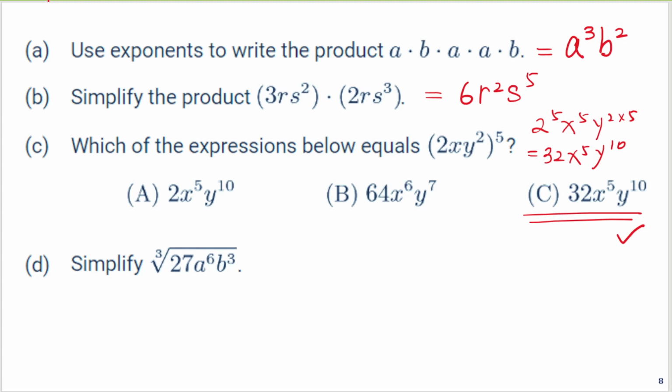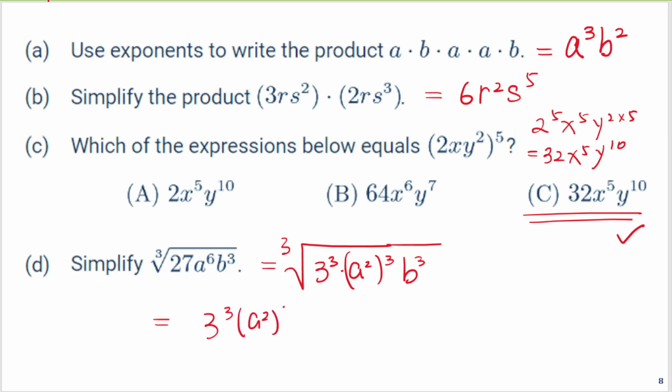Okay, last one. We have a cubic root of something, so it's better to convert each of the expressions here to something to the power of 3, right? So that equals the cubic root of 3 to the power of 3 times a to the power of 2, then to the power of 3, then b to the power of 3, right? And remember, cubic root is actually your expression inside the cubic root raised to the power of 1/3, right?